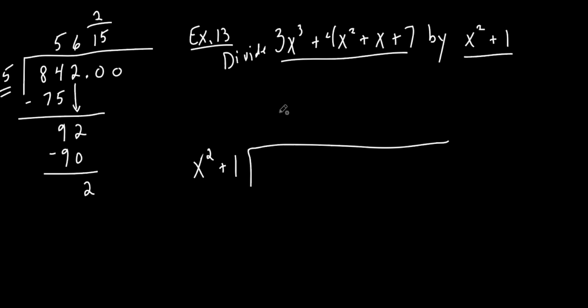Now, remember we talked about descending order? It's very, very important that you put it in descending order. And if there are any gaps, we need to fill in the gap. Now, there are no gaps on this one, but on the next example, there are going to be some gaps. What do I mean by that? This is x cubed. The next one is what? X squared, which it should be. It goes down in order, right? 3, 2, 1, 0. Okay?